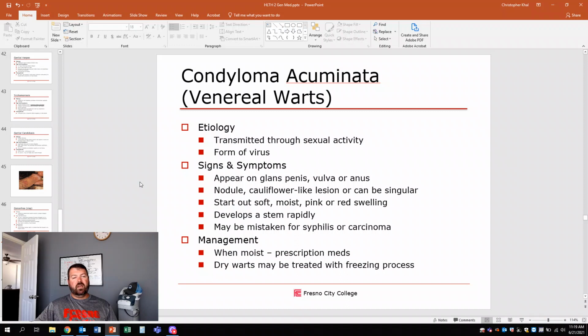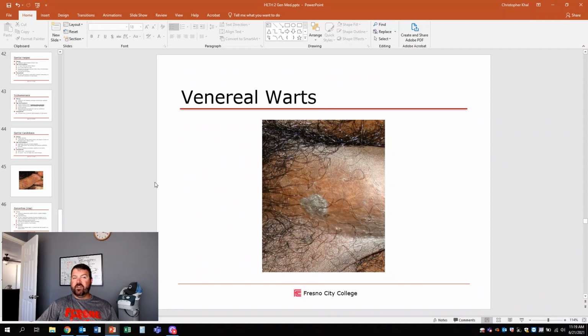All right, venereal warts. Transmitted through sexual contact. Obviously, it is a virus. Signs and symptoms: appears on the glans penis, vulva, or anus. A nodule, cauliflower-like lesion, or can be singular. Starts out soft, moist, pink or red, swollen. Develops a stem rapidly. May be mistaken for syphilis or carcinoma. Again, when moist, prescription meds, and then liquid nitrogen if it is dried. And there you go, right here.